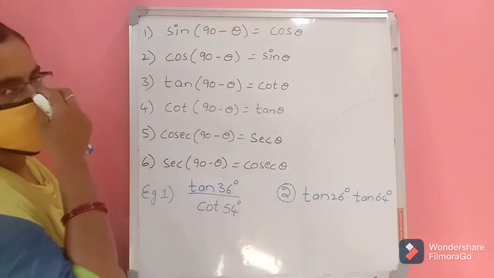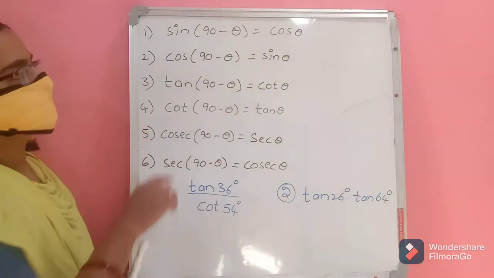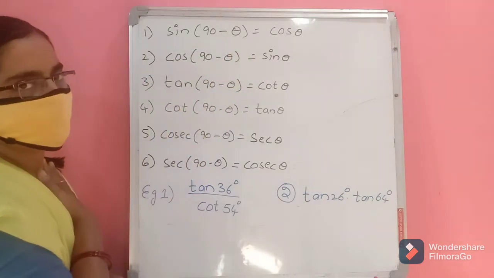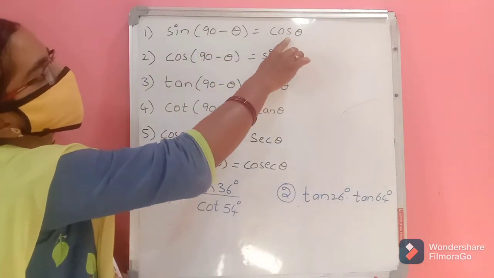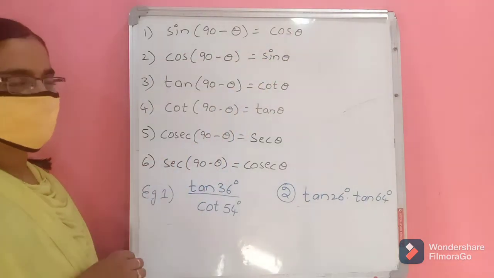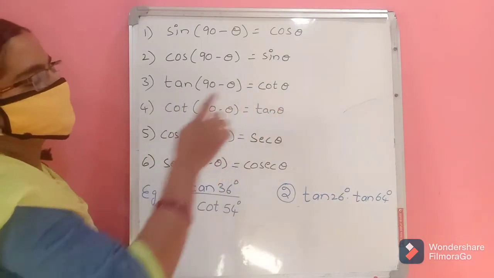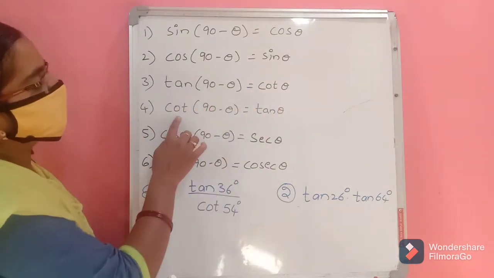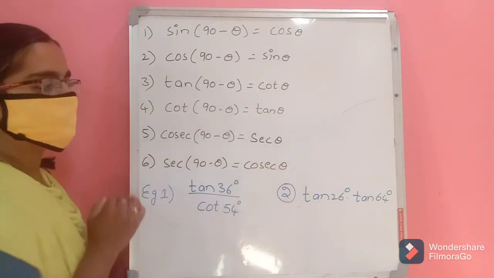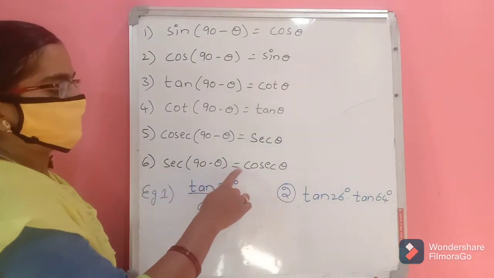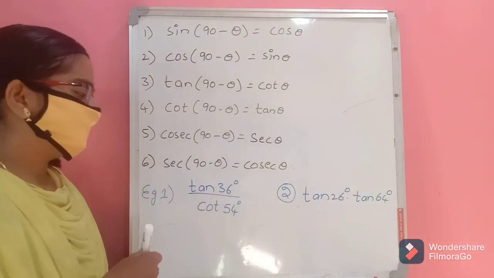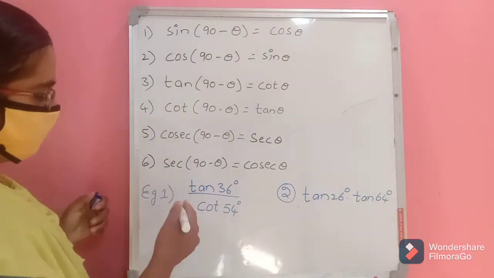Here some more formulas we have to learn. Sin 90 minus theta is equal to cos theta. If you subtract some value from 90, whatever that value you get, that theta is equal to cos theta. Sin 90 minus theta is cos theta. Cos 90 minus theta is sin theta. Tan 90 minus theta is cot theta. Cot 90 minus theta is tan theta. Cosec 90 minus theta is sec theta. Sec 90 minus theta is equal to cosec theta. These you have to learn. Based on this we have some example problems.